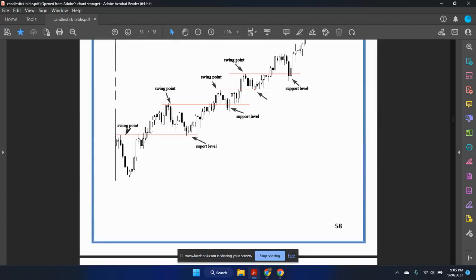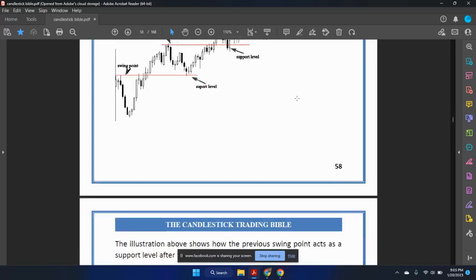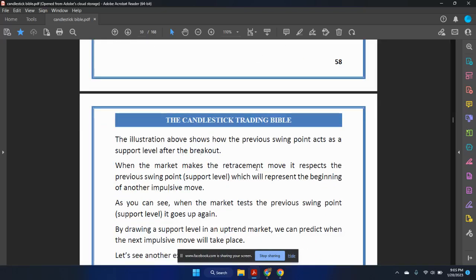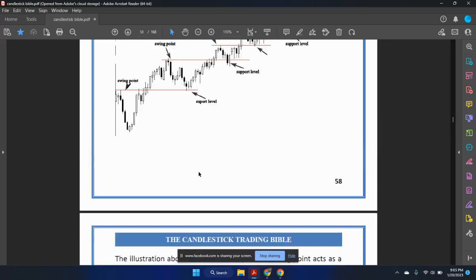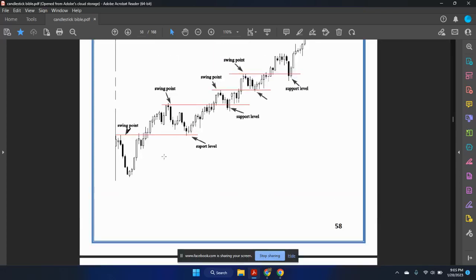So the breakout, breakout, breakout. When the market makes a retracement move, it respects the previous swing point, which is the support level, which will represent the beginning of another impulsive move. So it respects it and lets us know it's the start of a new impulsive move. Remember, our impulsive move is the big move. So this breaks our structure, right? Lets us know, hey, we're going to be going into buys soon.